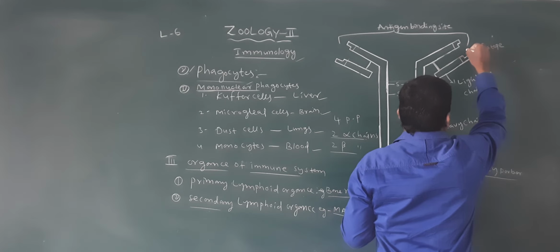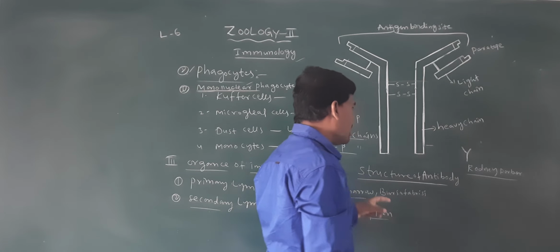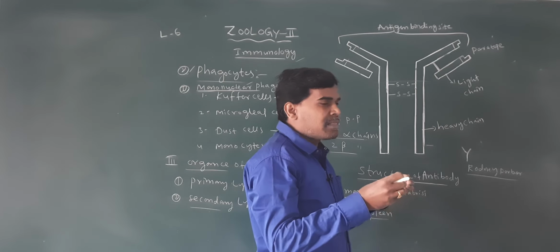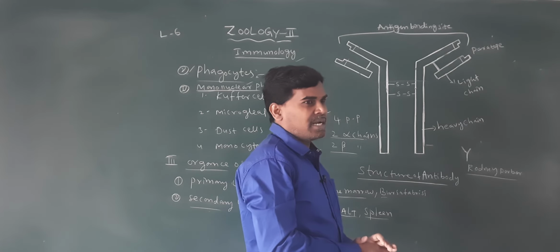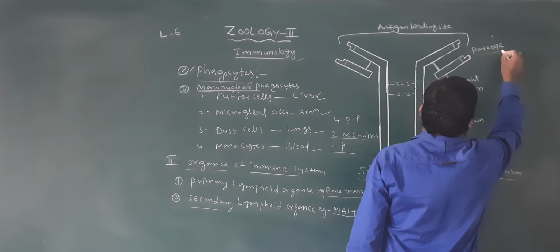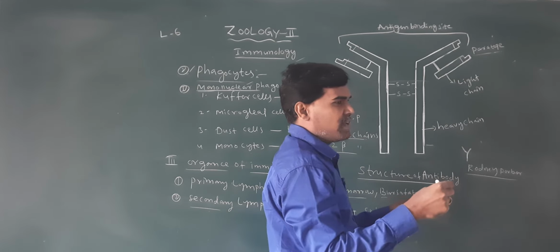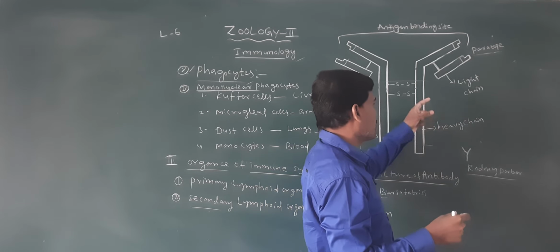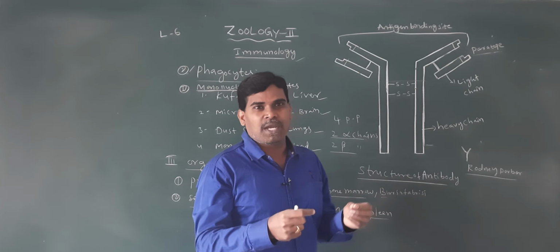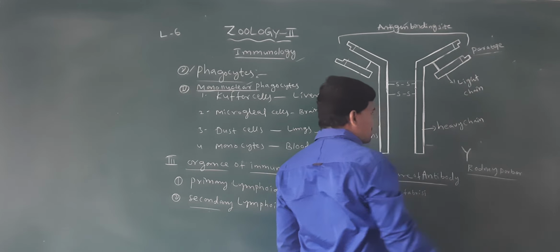Any type of antigen that enters our body is immediately recognized by the antibodies or immunoglobulins. So an antigen-antibody complex is formed. This site is called the paratope. Epitopes are on the surface of the antigens, and paratopes are on the surface of the antibodies. The paratopes and epitopes bind. The paratopes are the antigen binding sites.